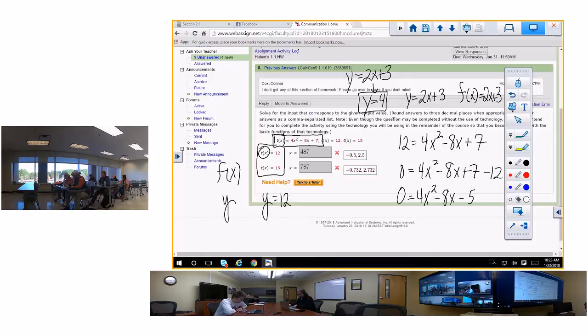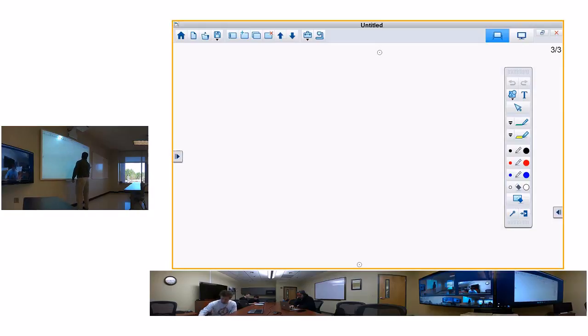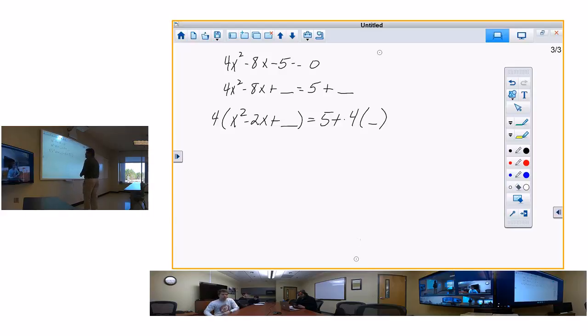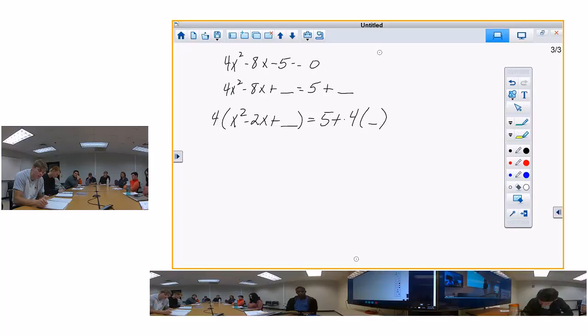All right, so I'm going to go ahead and start you off. 4x squared minus 8x minus 5 is equal to 0. 4x squared minus 8x plus blank is equal to 0 plus what? Blank, or negative, 5 plus 1. Factor out 4. X squared minus 2x plus blank is equal to 5 plus 4 times blank. What's half of 2? Be careful, you might need to use your calculator. What's half of 2? 1 squared?